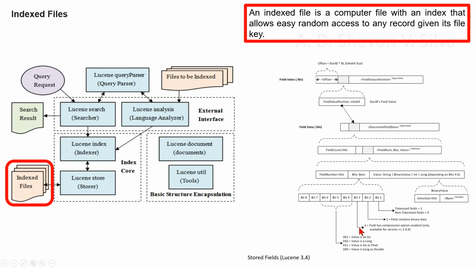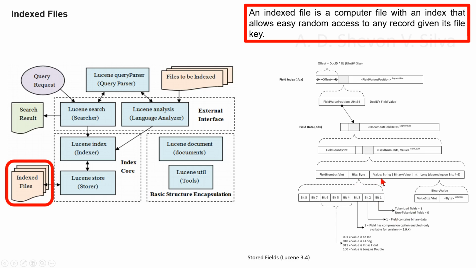Bit 3 equal 1 means the field has the compression option enabled, only available for version less than or equal to 2.9.x. Bit 2 equal 1 means the field contains binary data. Bit 1: tokenizer field equals 1 and non-tokenizer field equals 0. So it will be here, bits and byte.